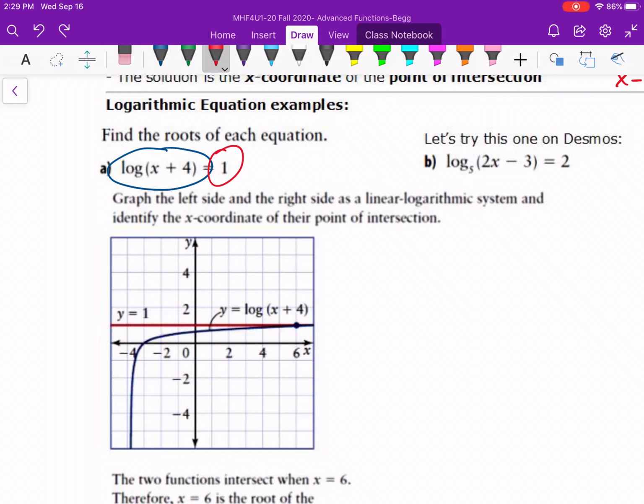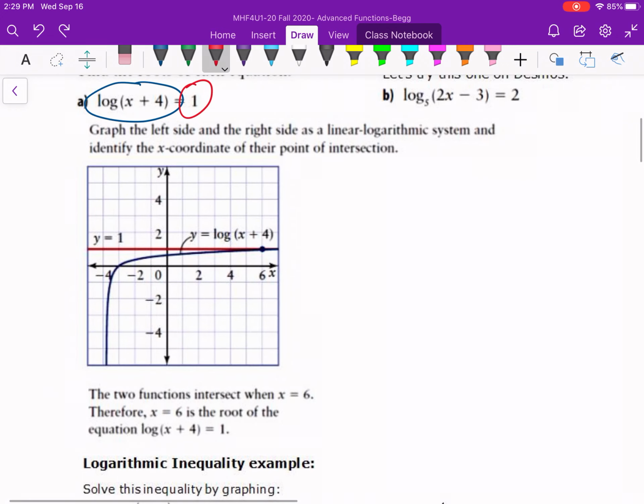Okay, so y = 1 is just a horizontal line, and log(x + 4), as you can see, is a logarithmic function. It's been shifted 4 units to the left because of that d value of -4. Now we're trying to find the solution, so what we look for is where the two lines intersect, and that's at the point (6, 1), but the solution is just the x value of that, so the solution is x = 6. Therefore, x = 6 is the root of the equation, or the solution to the equation, log(x + 4) = 1. So that one was done for us.